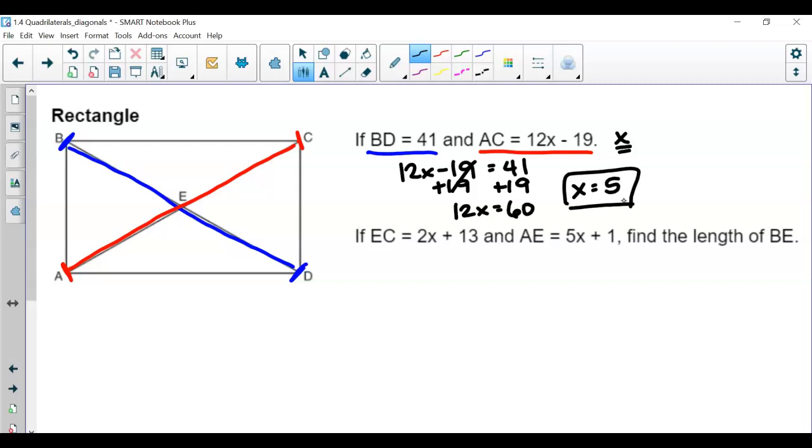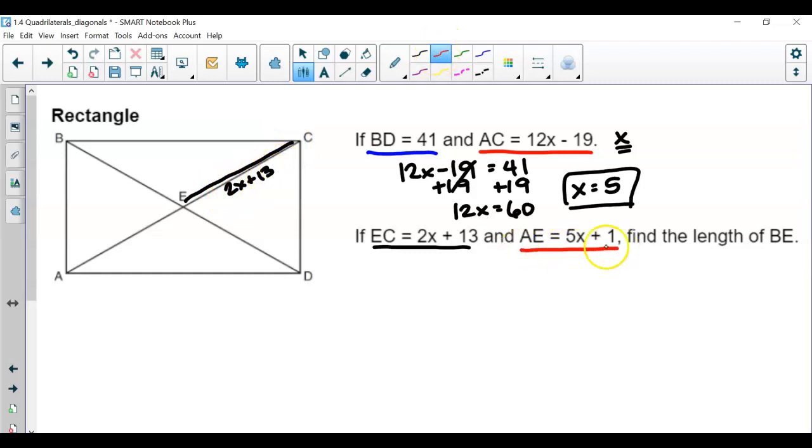And here we go. I'm going to go ahead and erase from the previous problem. EC is this section, 2x plus 13, and AE is the other section of that same diagonal, 5x plus 1. Remember, not only are the diagonals congruent to each other, they bisect each other, just like in the parallelogram. This is a type of parallelogram.